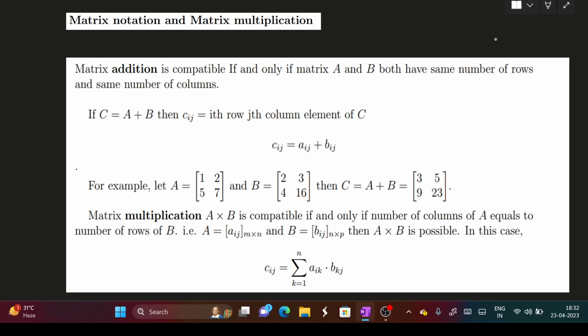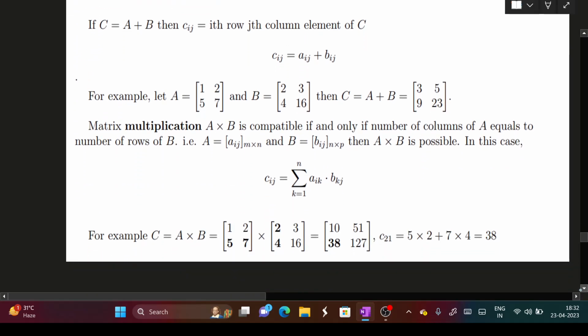Next, another operation that is defined on matrices is matrix multiplication. Multiplication of two matrices A and B, that is A cross B, is compatible if and only if the number of columns of A is equal to the number of rows of B, that is, the number of columns of the first matrix is equal to the number of rows of the second matrix. If A is an m row n column matrix and B is an n row p column matrix, then A cross B is possible, and in this case it has m rows and p columns, and its general ith row jth column element can be obtained using this formula.